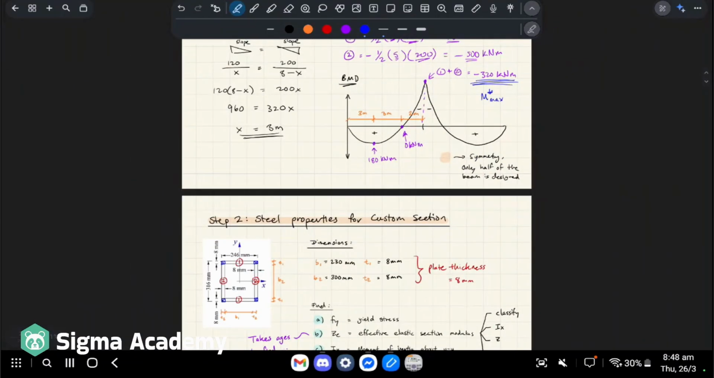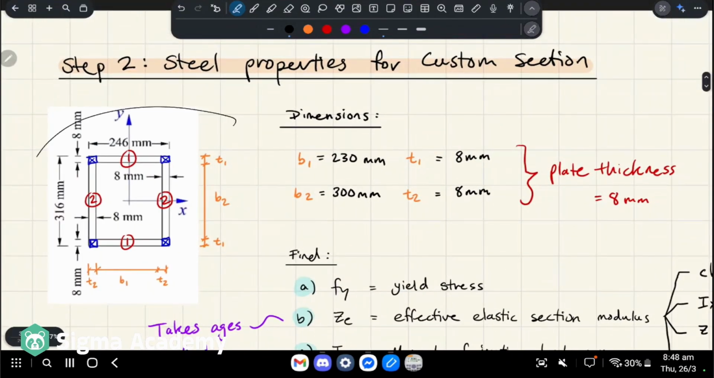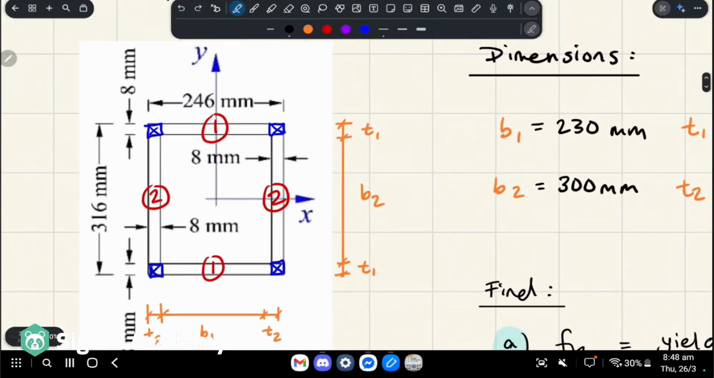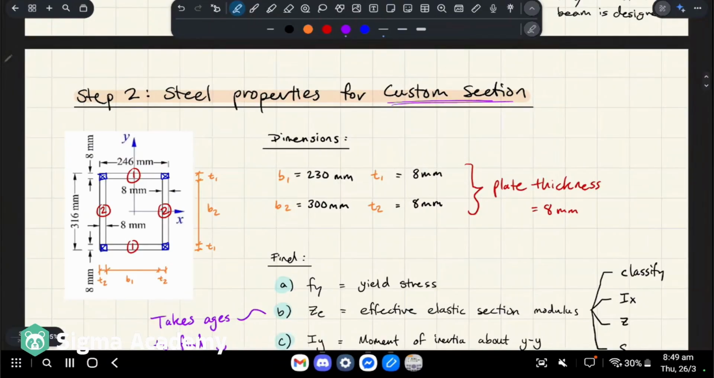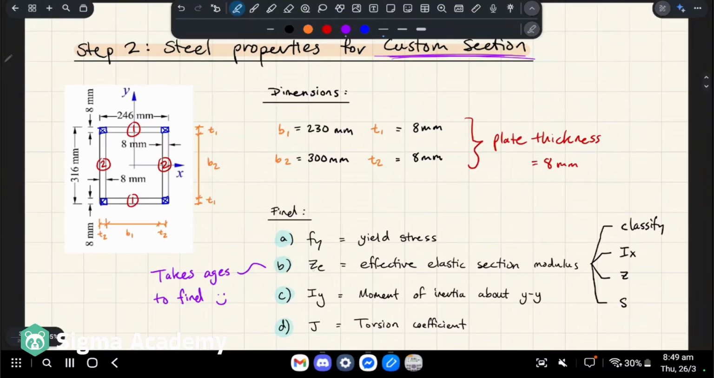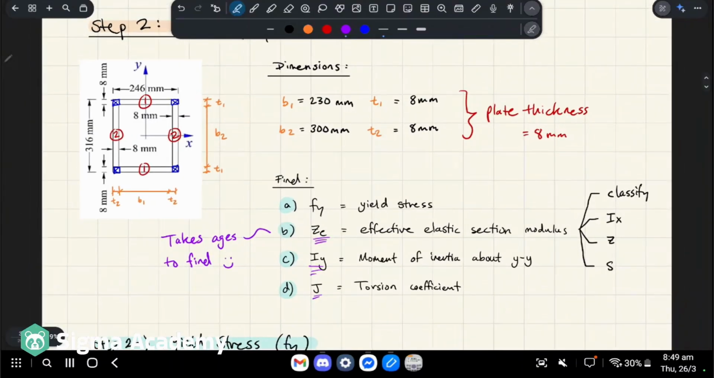So let's move on from the bending moment to steel properties for a custom section. Let's look at the dimensions themselves. This is our box section. Whenever you have a custom section, you want to think about which areas are relevant. When you have a standard section, you don't have to think about any of this because one steel gives you these magical numbers. But if it's a custom section, you have to work out the sectional properties yourself. And ZE is a pain because it requires you to do all these further steps, okay?